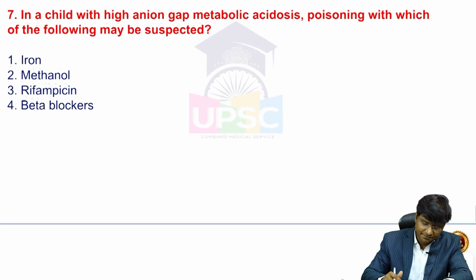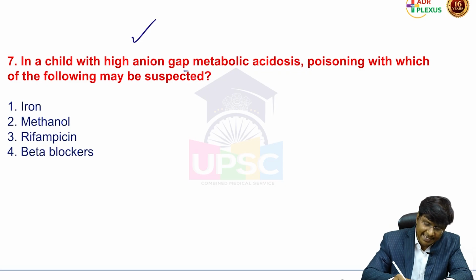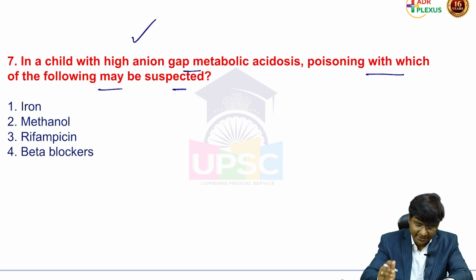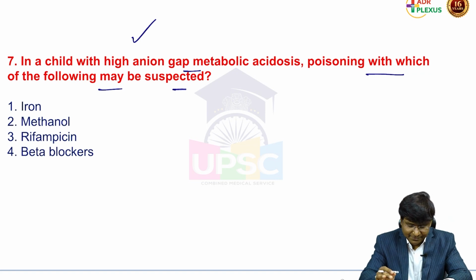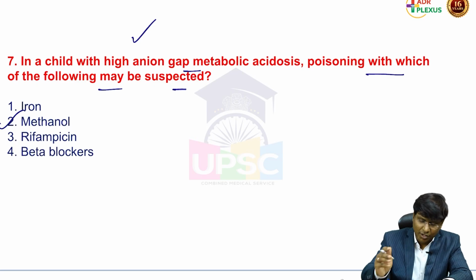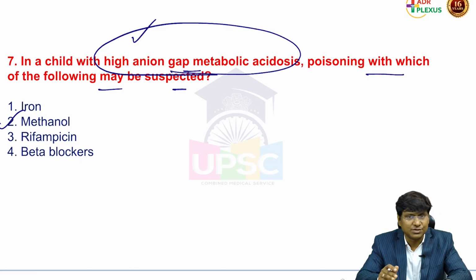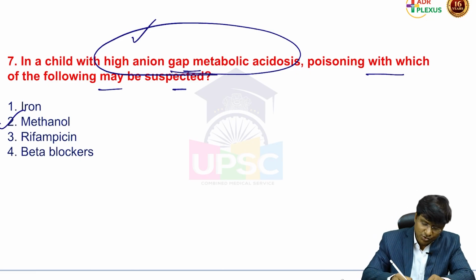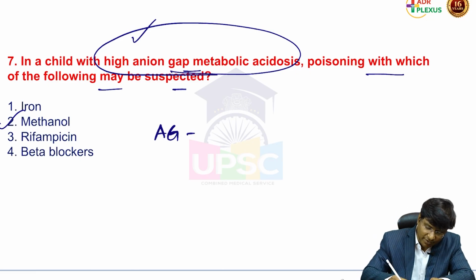Next question. In children with high anion gap metabolic acidosis, poisoning with which of the following may be suspected? Iron, methanol, rifampicin, beta blocker. So it is methanol where you have high anion gap metabolic acidosis. What is the normal anion gap? That is around 8 to 12 milliequivalents per liter.